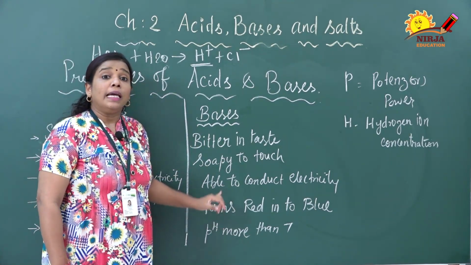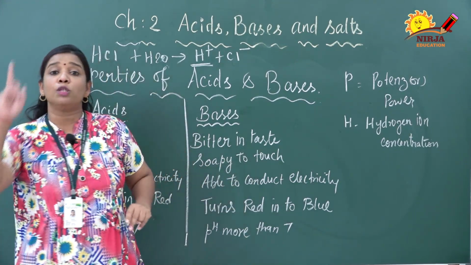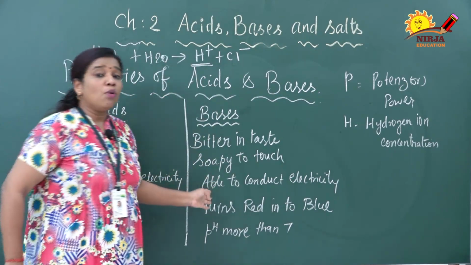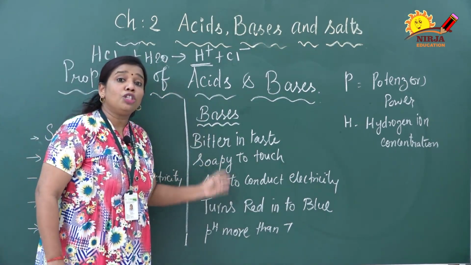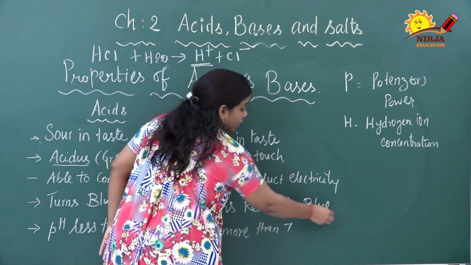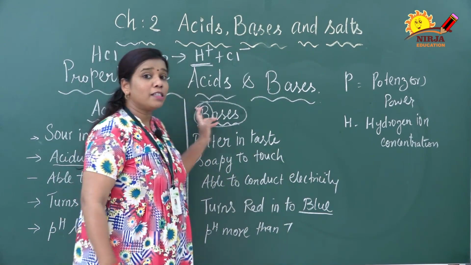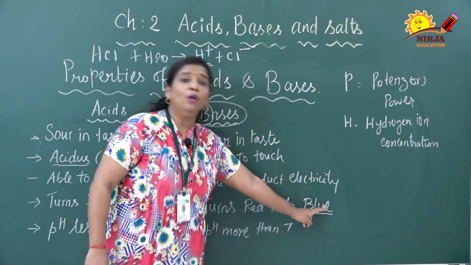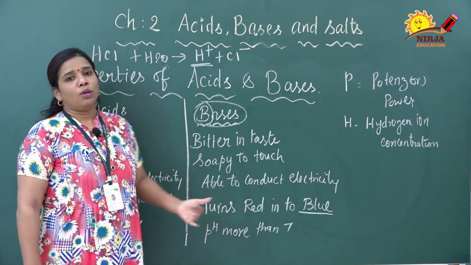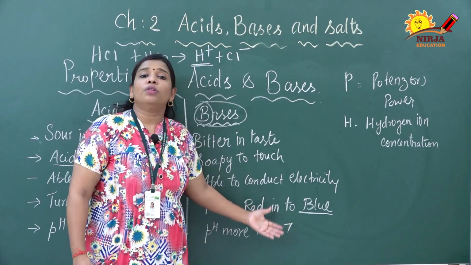The next one is that bases turn red litmus paper blue. Litmus papers are of two types: one is blue color, another one is red color. We will discuss that later. Bases are able to change the red color into blue. You can keep it in your mind: B for bases, blue. The next one is pH is more than 7. So acid is less than 7 but bases are more than 7.